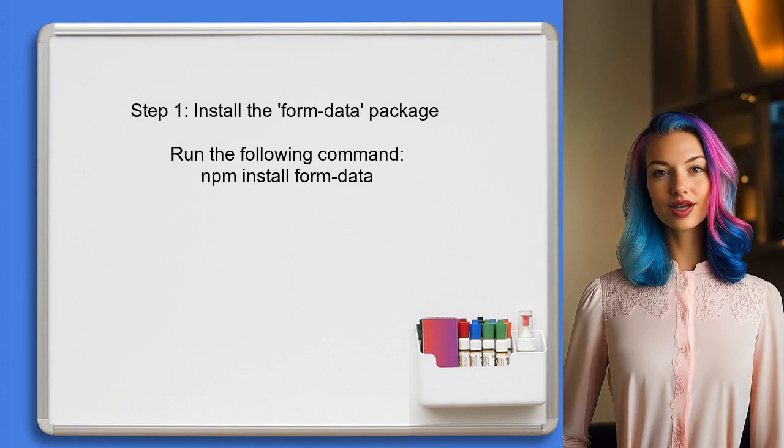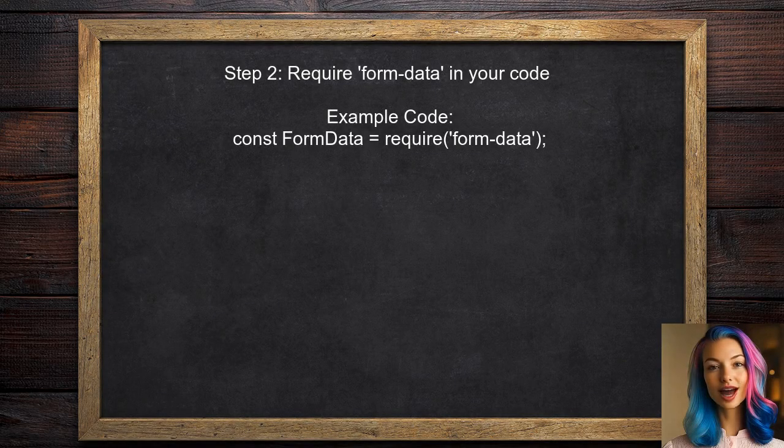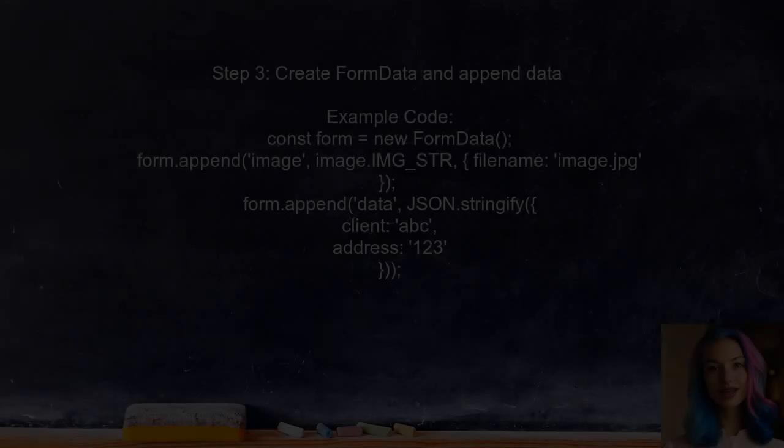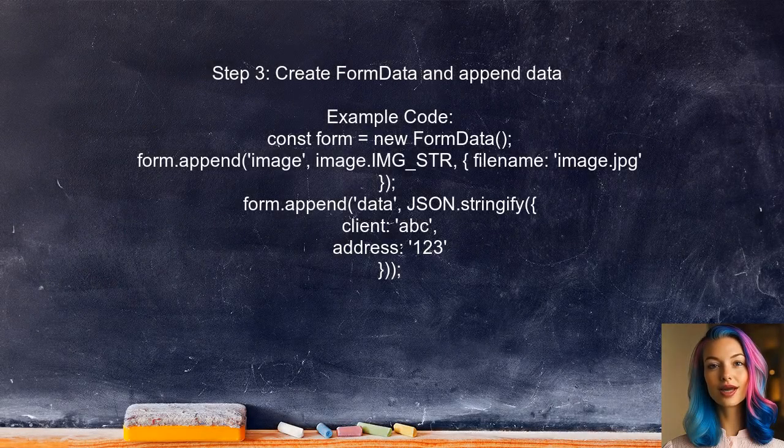This allows for easy construction of multi-part form data. First, the user needs to install the form data package. Next, the user should require the form data module in their code. This will allow them to create a new instance of form data to append both the image and the JSON data. Now the user can create a new form data object. They should append the image data and the JSON data to this object. The image data should be appended as a binary stream.